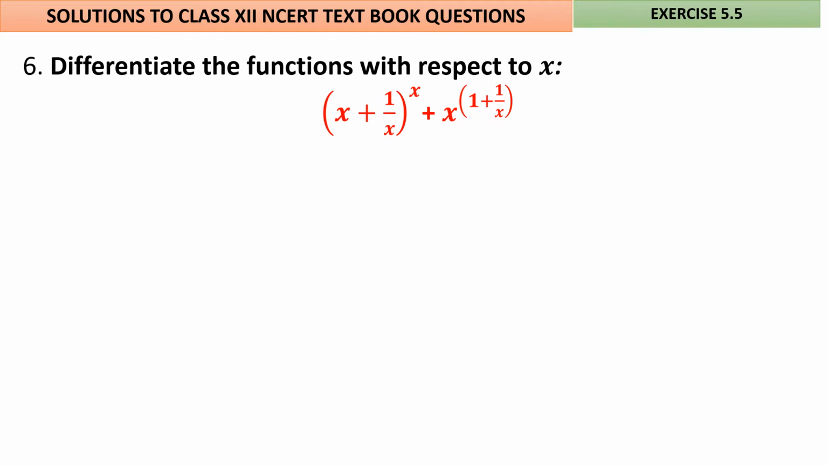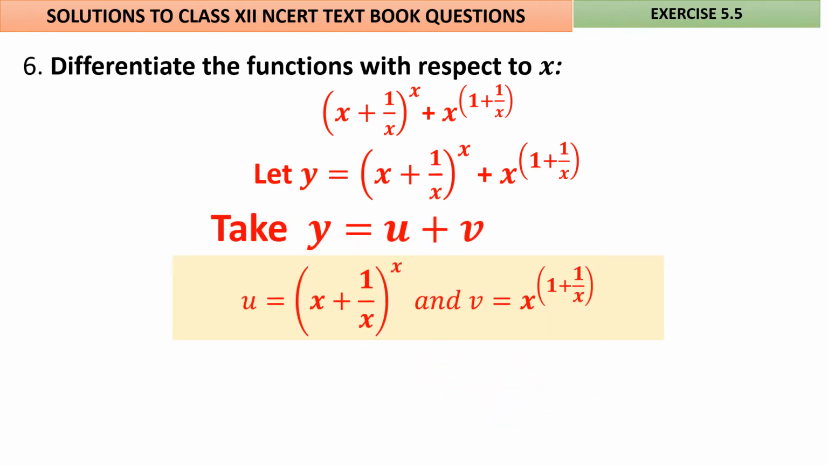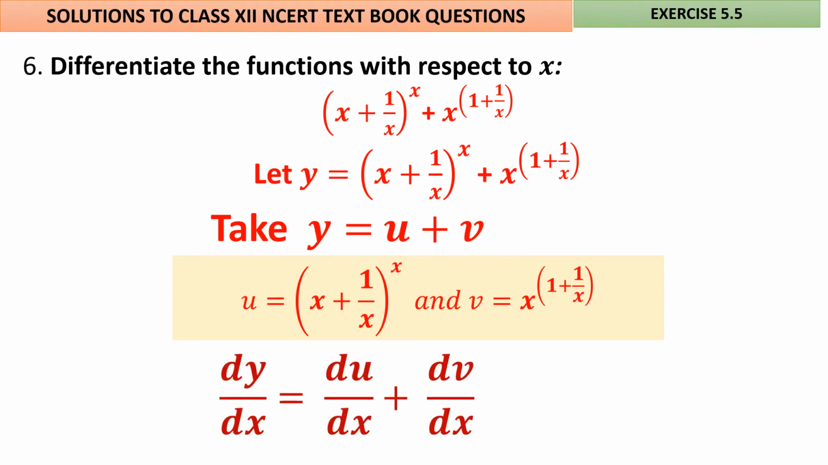Okay, let us move on to question number 6. Again, differentiation of x plus 1 by x whole power x plus x power 1 plus 1 by x. Already we have seen it. When two terms are added up, we cannot take logarithm directly. We will write it as u plus v, where u is the first function and v is the second function. When you do the differentiation, it is the differentiation of the first plus differentiation of the second. We will call it equation number 1.